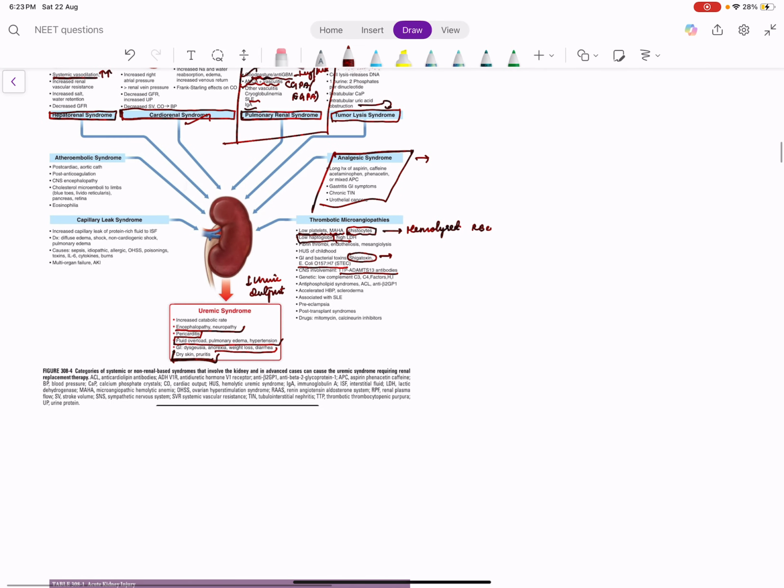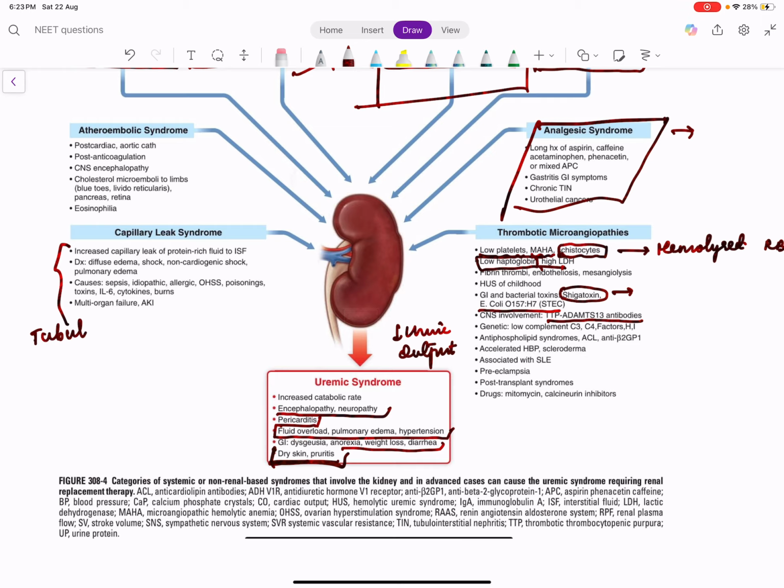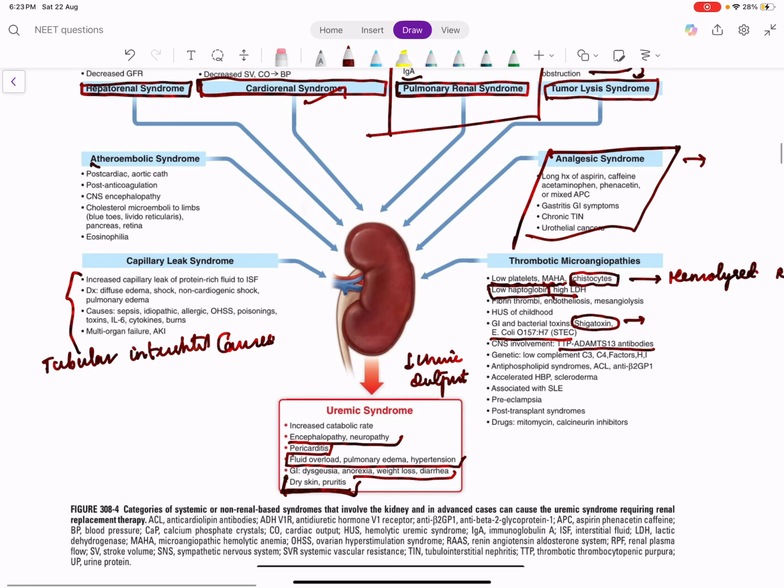So the one given on the left, capillary leak, is nothing but the intrinsic tubulointerstitial causes. There can be embolization in the kidney also. That's called atheroembolic syndrome. For example, post-cardiac surgeries, this can occur, where cholesterol microemboli can deposit in the limbs as well as in the kidneys. So this is nothing but a gist of the other causes of AKI.